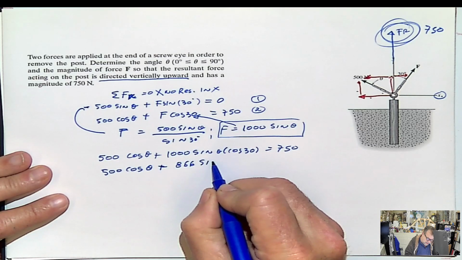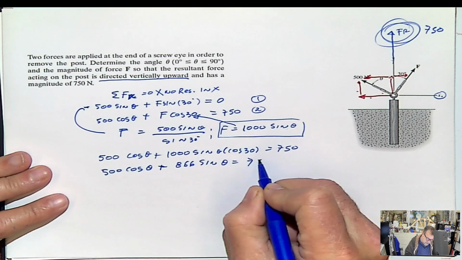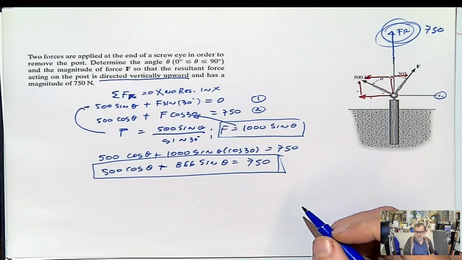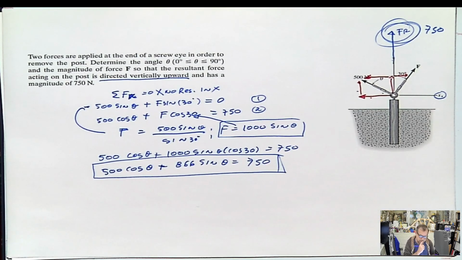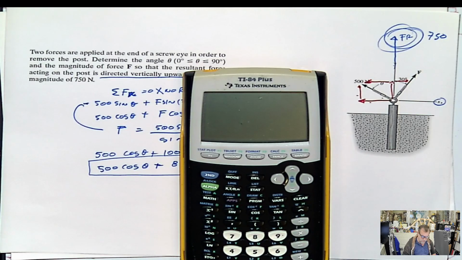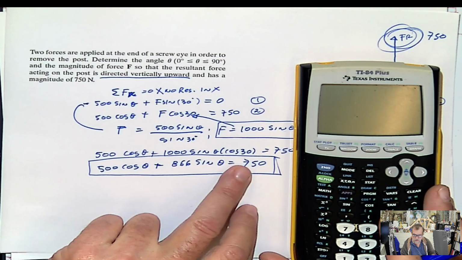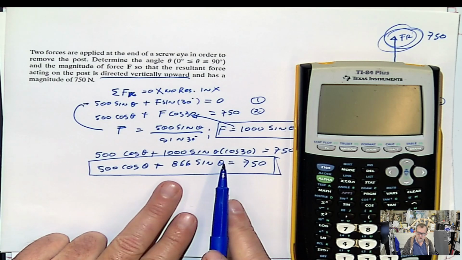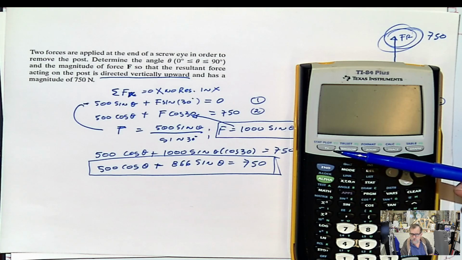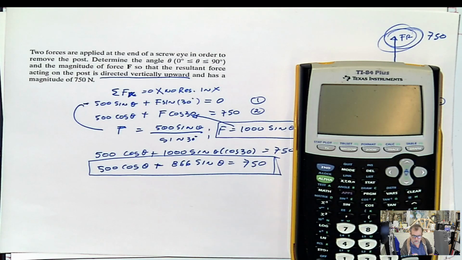866 sine of the angle equals 750. And now you freak out, because how do I solve that equation? Well, there are several methods. If you have this calculator, for example, and they allow you to use it, you can just plot this. You pass this 750 to the other side, and you plot it like a function here, and you look for zero crossings, and that will be the value for the angle.